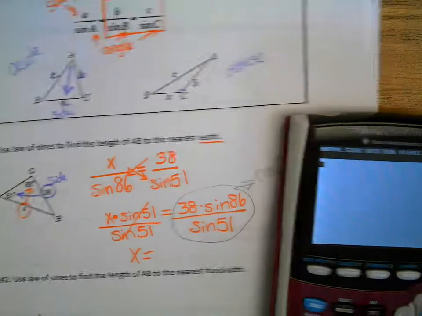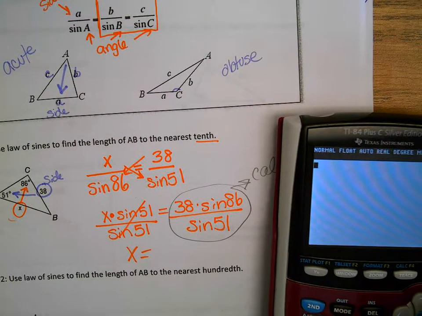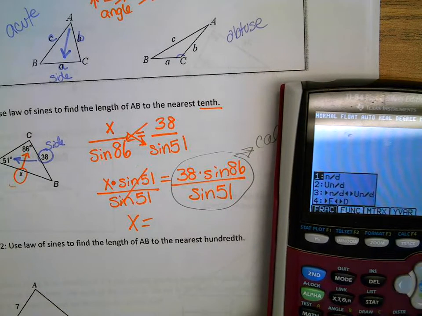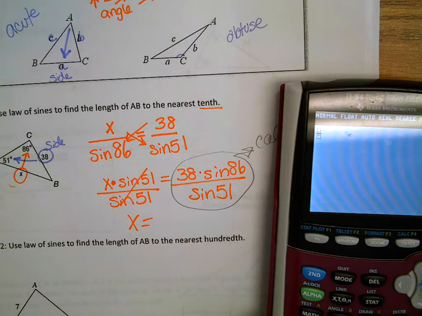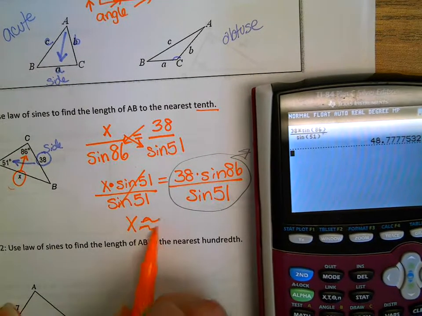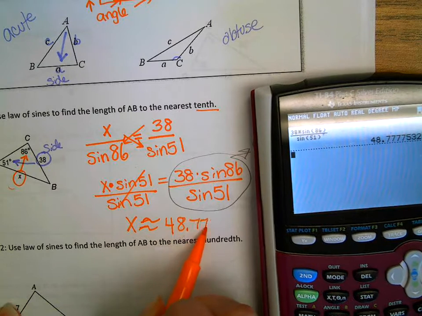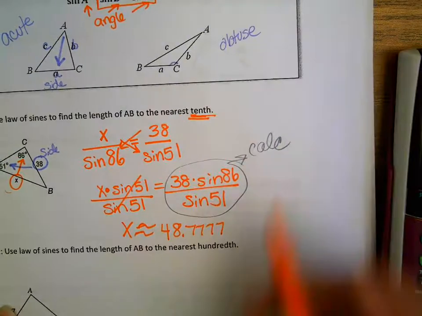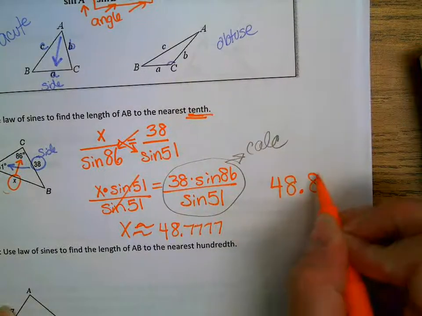Now, with multiplication and division, I like to use my fraction. When we hit the alpha button, the y equals screen button, and enter, it brings up that nice little fraction for you. If you have an older version calculator, I'll show you how to do that in 1 second. So 38 sine 86 over sine of 51. Type it all in, and it gives you an answer. I'm going to write it out to 4 decimals, so 48.7777 is going to round to the tenths place to be 48.8. The final answer here is 48.8.